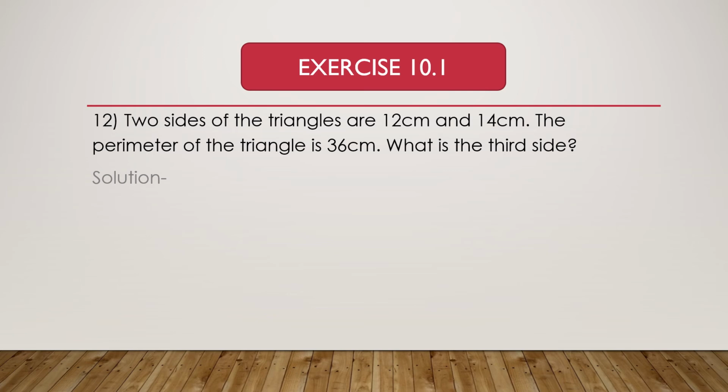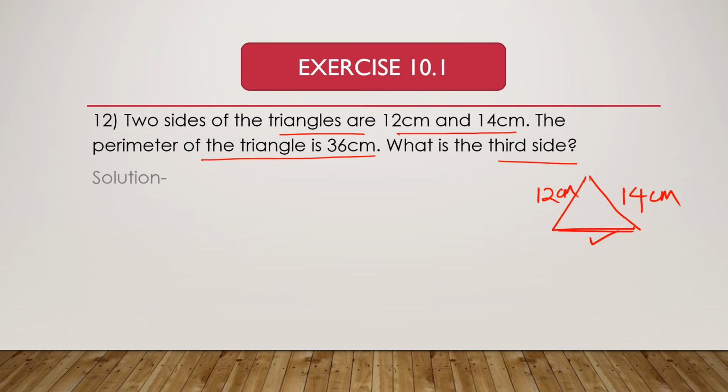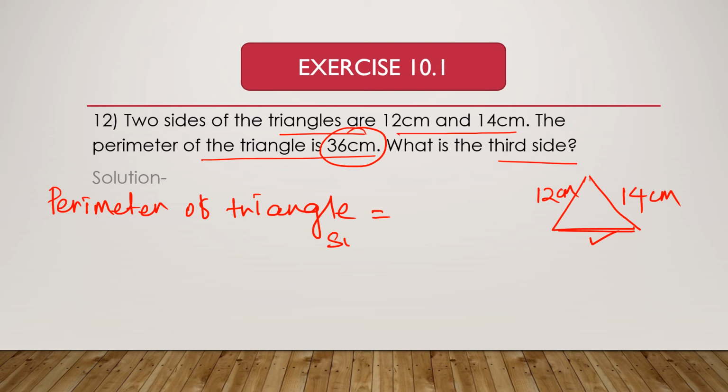Now question number 12. Two sides of the triangle are 12 centimeter and 14 centimeter. The perimeter of the triangle is 36 centimeter. What is the third side? This is 12 centimeter and this is 14 centimeter. We have to find this third side, and the perimeter of the triangle is given 36 centimeter. Perimeter of a triangle is the sum of 3 sides.